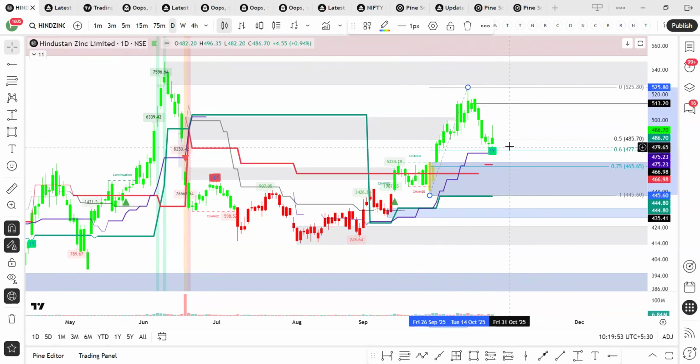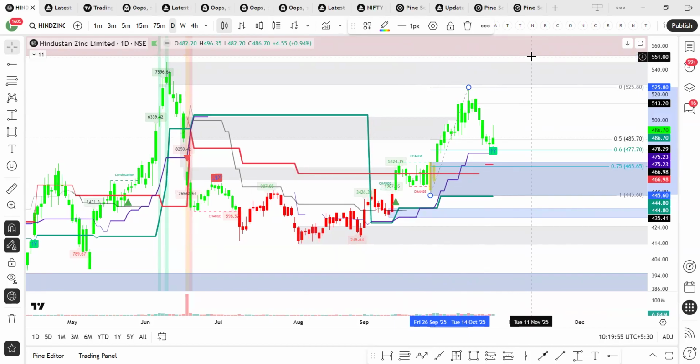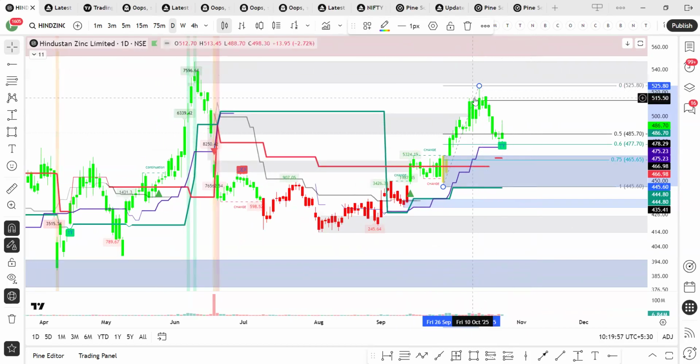If it closes below this, then exit. Otherwise, keep holding. This will be the first target, the highest close. So basically, it has given a retracement now. You had bought here, but now it has given a retracement.